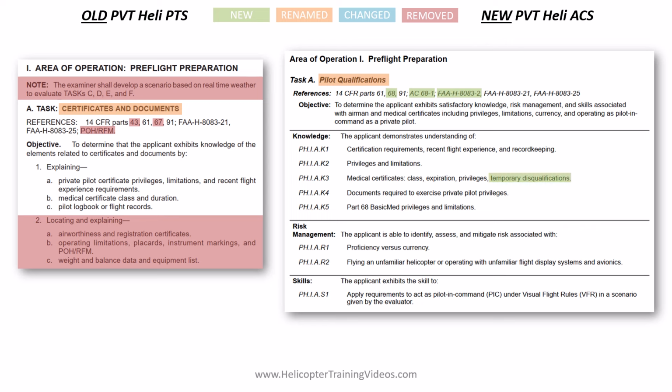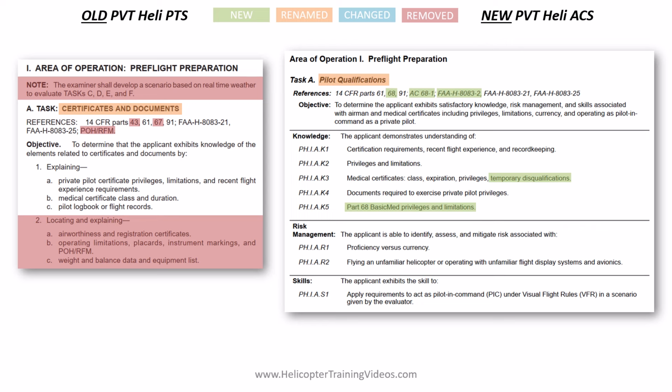So when we look into the knowledge sections, you can see that in a lot of cases it's very similar content, but it's been really spelled out. In here you can see now they're talking about knowledge of temporary disqualifications, so not just how you get your certificates, your medical certificates, but how you might get a temporary disqualification. That would probably be a new area for many. The Part 68 basic med privileges and limitations is spelled out as a required knowledge element.